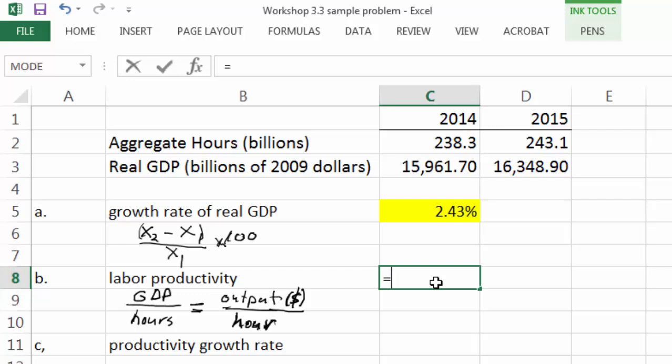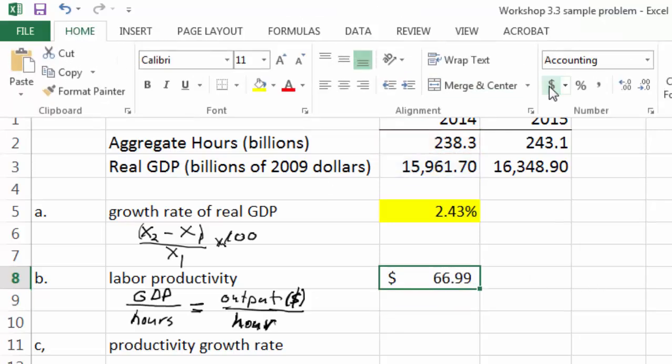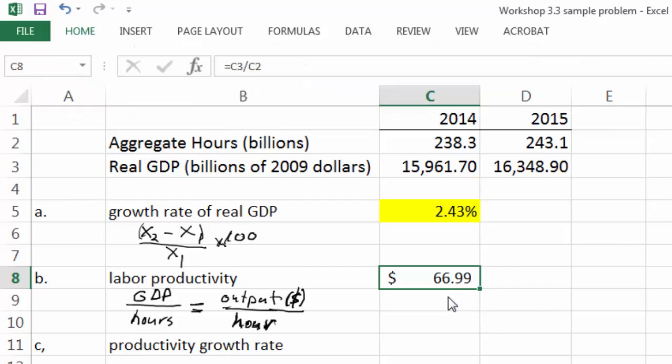For 2014, it's always going to be a cell reference. We're going to take the GDP, which is cell C3 right there, and then we're going to divide it by the hours worked. So we got 66, and it's a dollars worth. So I'm going to format that as money, and it automatically goes to two decimal points.